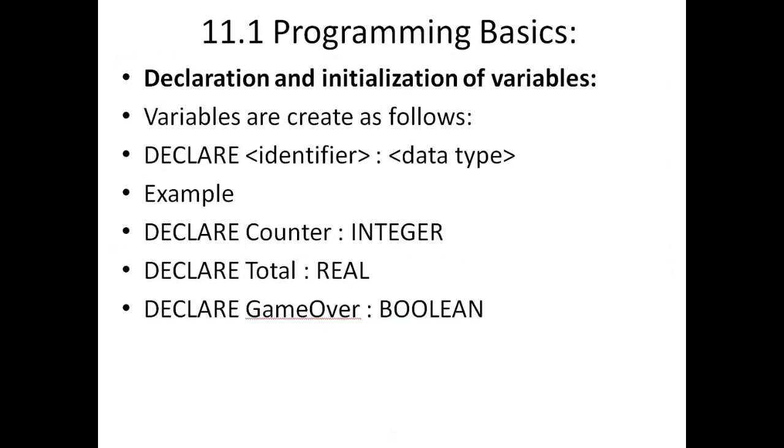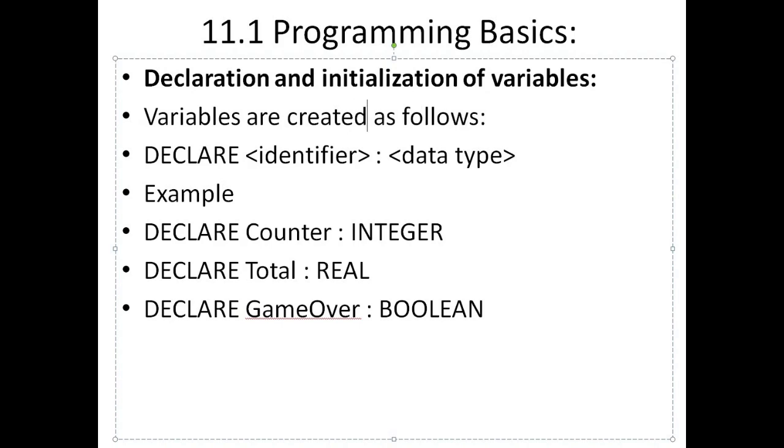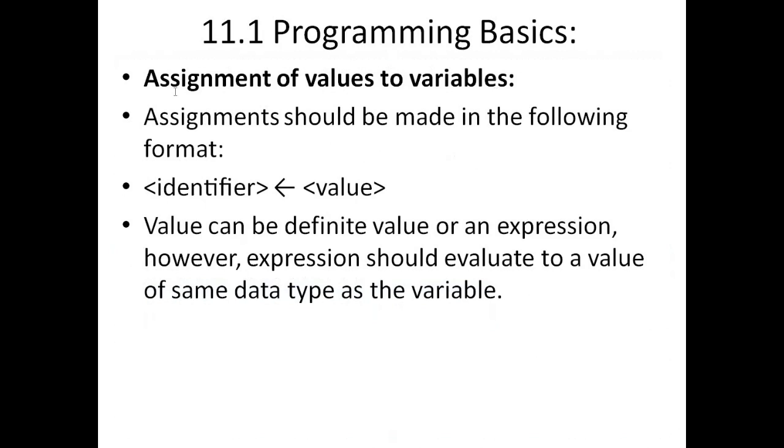Then we have the declaration and initialization of variables. Variables are created as follows: declare, then write the identifier name, put colon and write the data type for the variable. Always remember you must have to use the declare keyword. For example, declare counter as integer, declare total as real, declare game over as boolean. Moving on, then we have assignment of values to a variable.